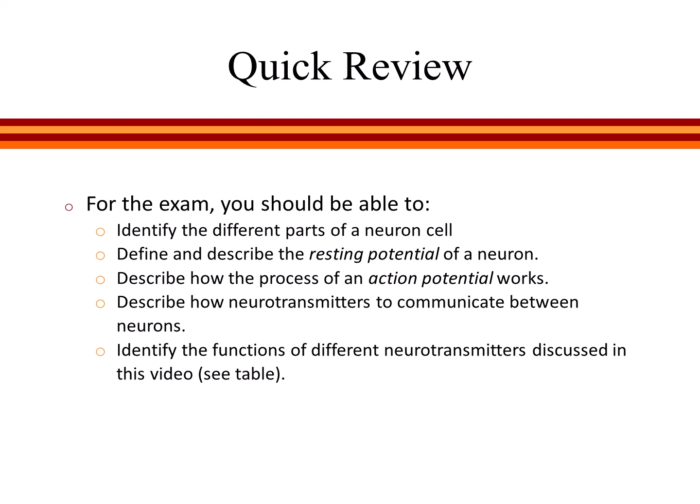In this video, we covered the different parts of neuron cells. We also discussed how neurons send and receive information via an electrochemical process. For the exam, you should be able to identify the different parts of a neuron cell, define and describe the resting potential of a neuron, describe how the process of an action potential works, describe how neurotransmitters are used to communicate between neurons, and identify the functions of the neurotransmitters we talked about in this video.